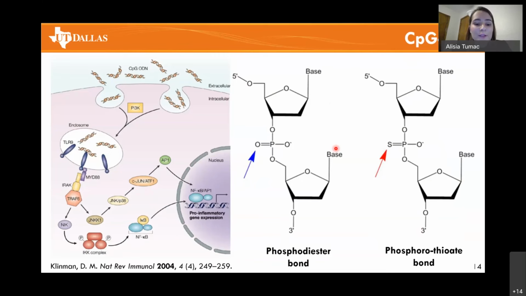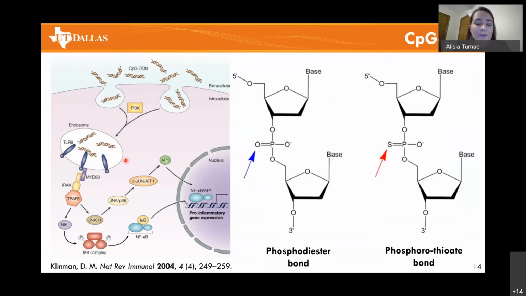It's a class of synthetically produced single-stranded DNA, which contains a high proportion of cytosine-guanine motifs, which are in fact unmethylated. The reason it's a good adjuvant is because the mammalian genome contains less than 2% CG motifs, and they are typically methylated. In the case of the bacterial genome, CG motifs are very common and they are unmethylated. So this is single-stranded.